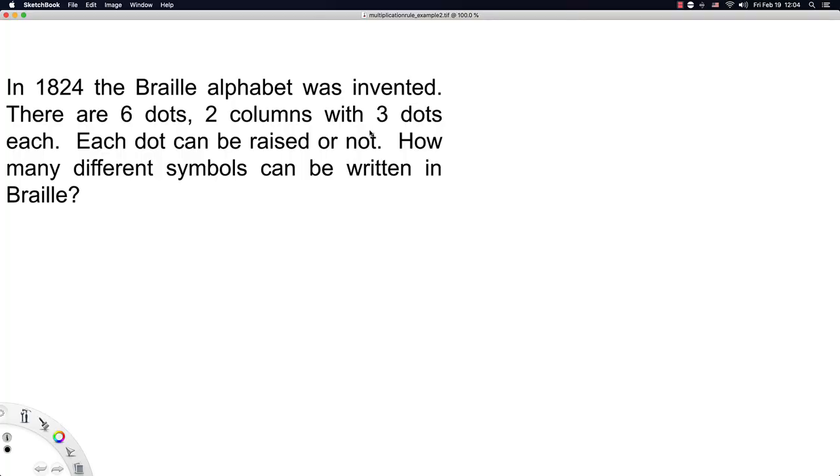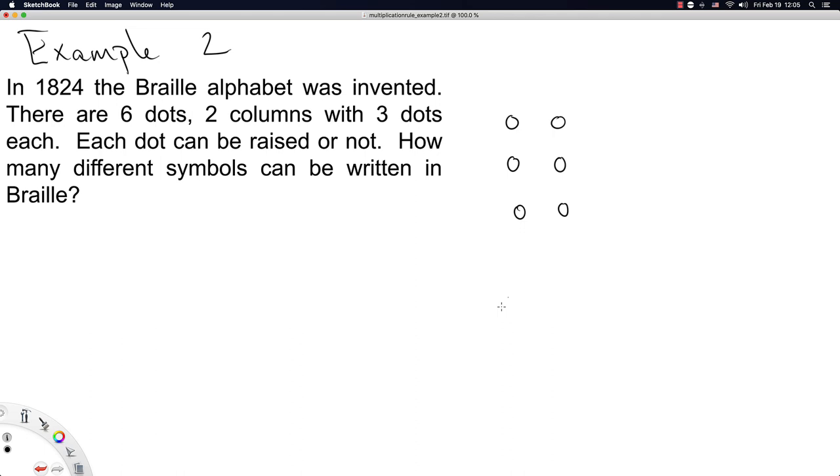Okay, in 1824, here's example 2. In 1824, the Braille alphabet was invented. There are, in the Braille alphabet, 6 dots with 2 columns with 3 dots each. So we might see something like this as representing a general symbol in the Braille alphabet.